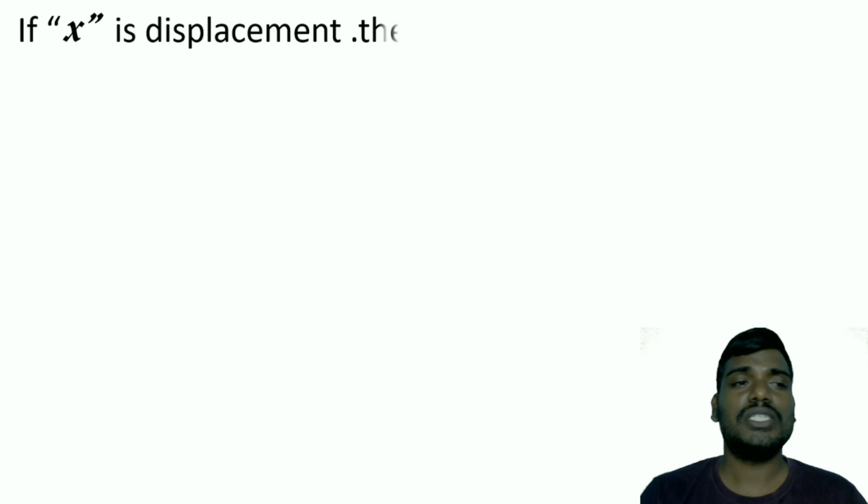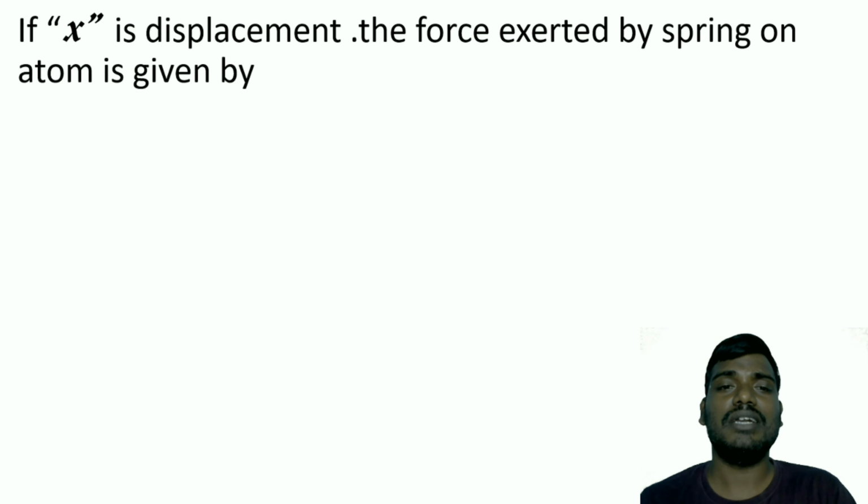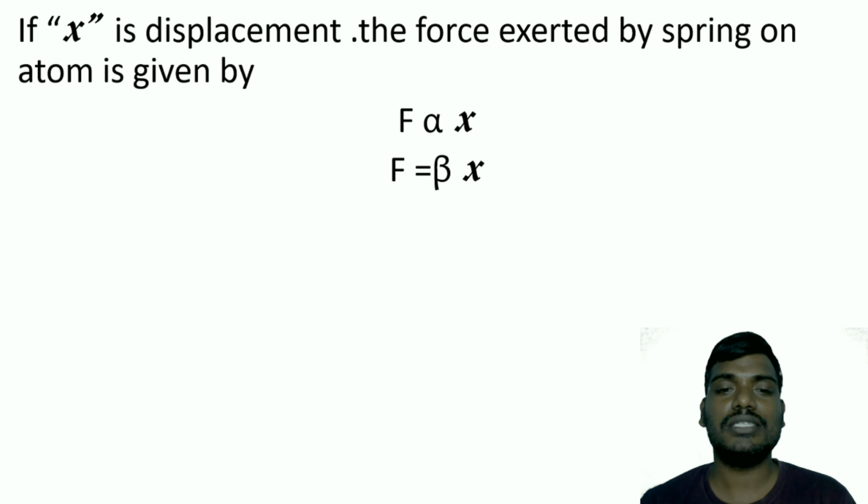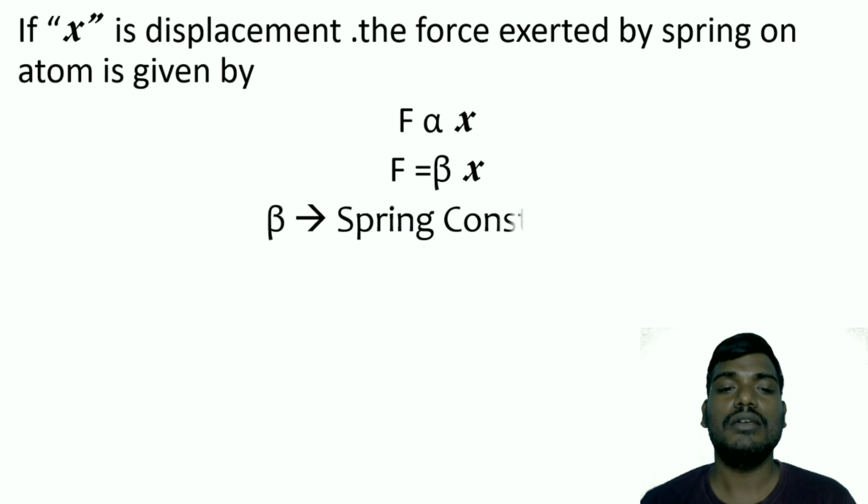Then this situation is the state of displacement. First of all, we consider x as a displacement. The force exerted by a spring on an atom is given by F proportional to x. That means the heavier atom and the lighter atom are bonded with a spring. Applying Hooke's law, the force is proportional to x, where x is nothing but the displacement. Then with spring constant beta, F equals beta into x.